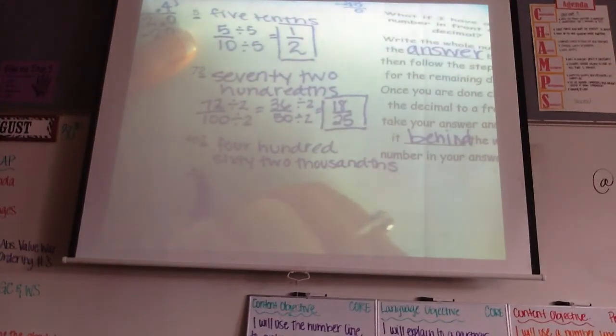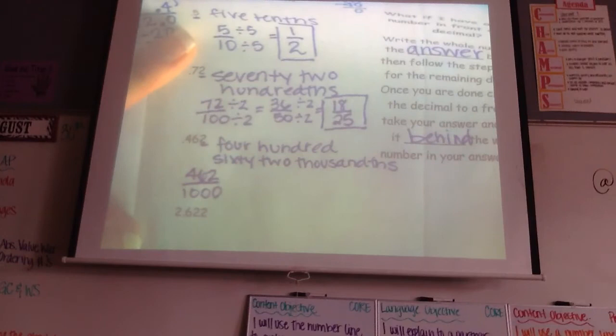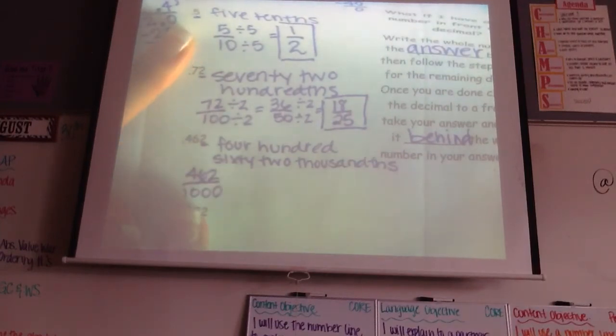So 462 thousandths. Okay? So I wrote it like I said it. Write it like you say it. Okay? 462 thousandths. But we're not done. We must always, always, always simplify. Well, those are some big numbers.